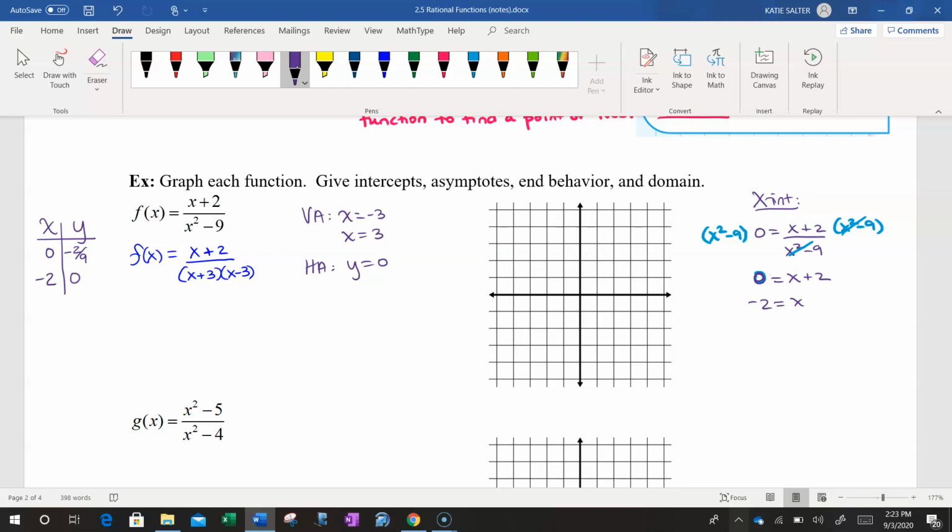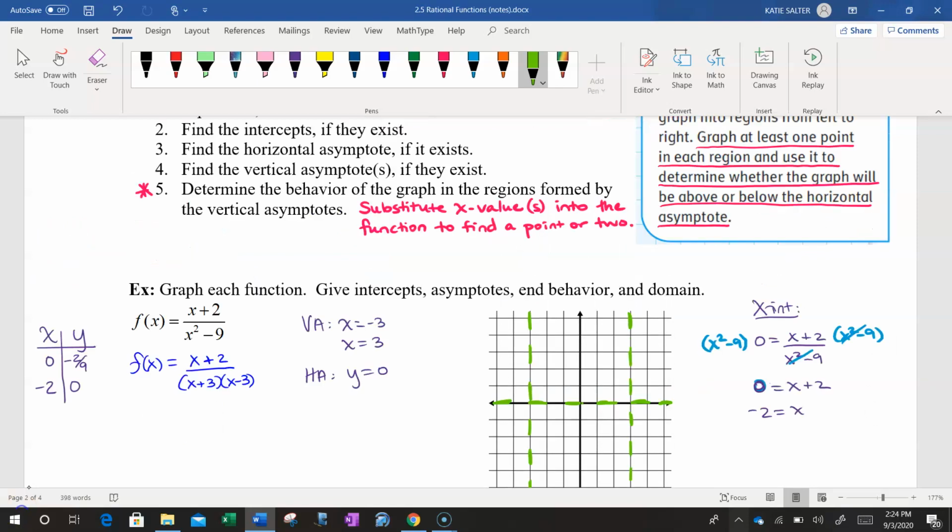All right, so to graph this, I want to put on here our vertical asymptotes and our horizontal asymptotes. Once we do that, it divides our graph into 3 regions. Since we have 2 vertical asymptotes, we have 3 regions. Then all we have to do is substitute x values into the function to find a point or two. All we need to do is know, do we graph above the horizontal asymptote there or below the horizontal asymptote there?